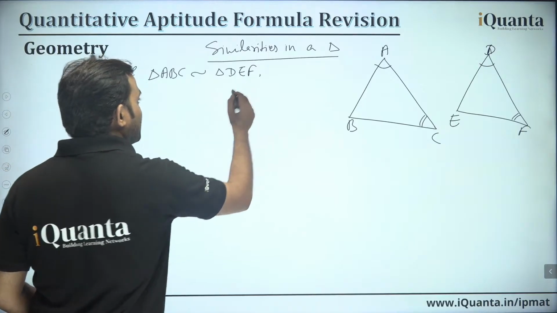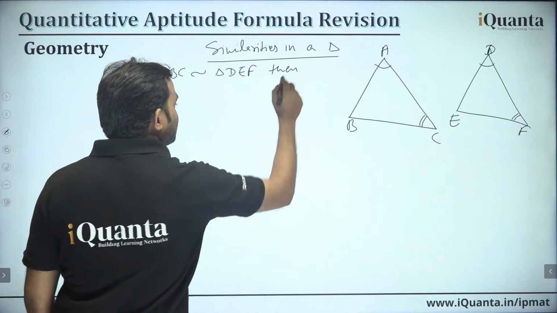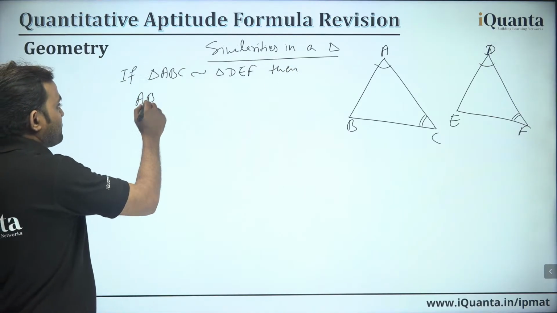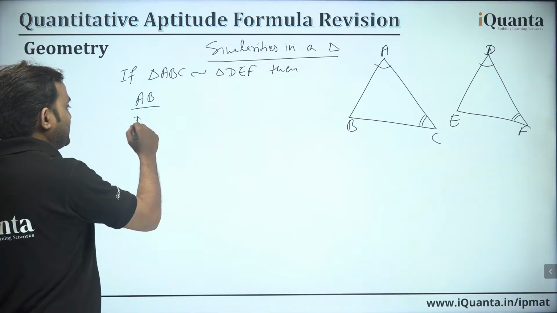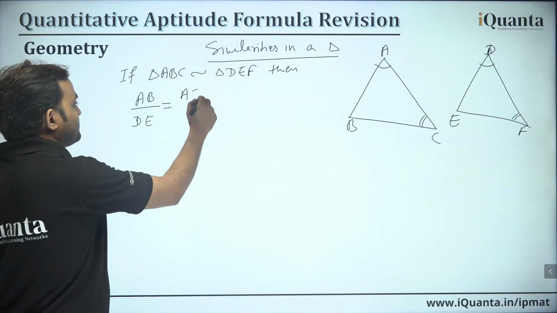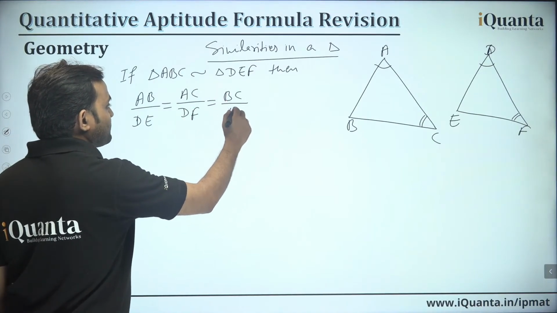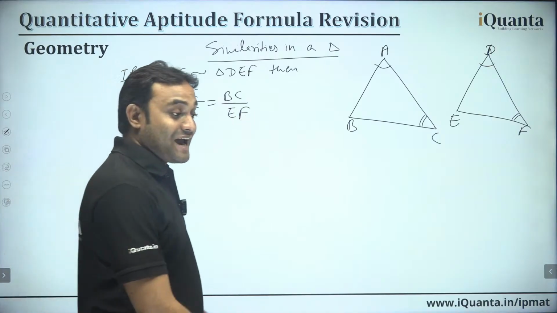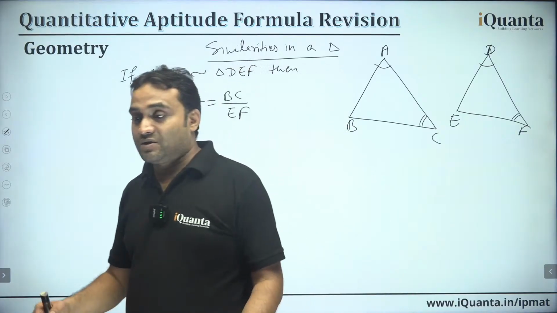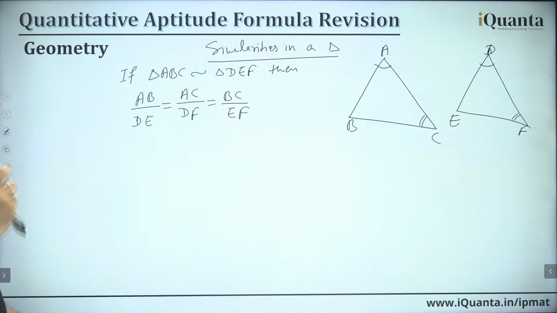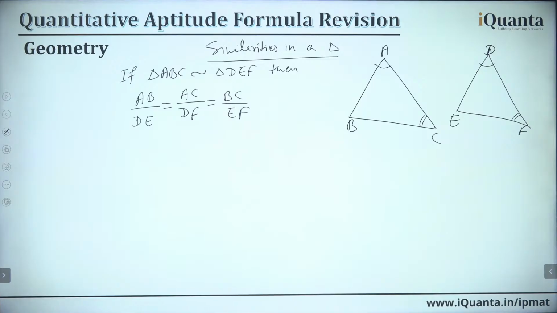And if triangle ABC is similar to triangle DEF, then what can we say? Then we can say that the ratio of corresponding sides, which is AB upon DE, will be equal to AC upon DF, which is equal to BC upon EF. Then the corresponding side ratio will be equal, right. The third angle will be equal anyway, so the ratio of the side lengths will also be equal. AB upon DE will be equal to AC upon DF, which will be equal to BC upon EF. Okay.